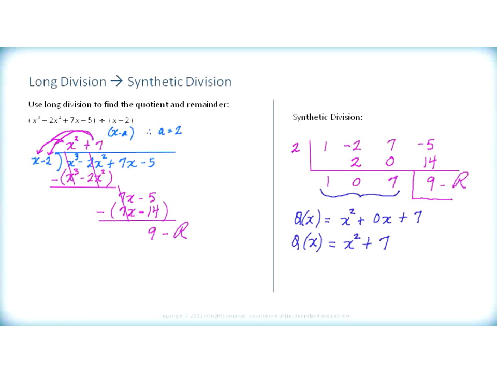We can represent our answer as follows. We can say that the polynomial x cubed minus 2x squared plus 7x minus 5, when that polynomial is divided by x minus 2, the answer will equal the quotient x squared plus 7 plus the remainder 9 divided by x minus 2. That's a way that we can represent our final answer.